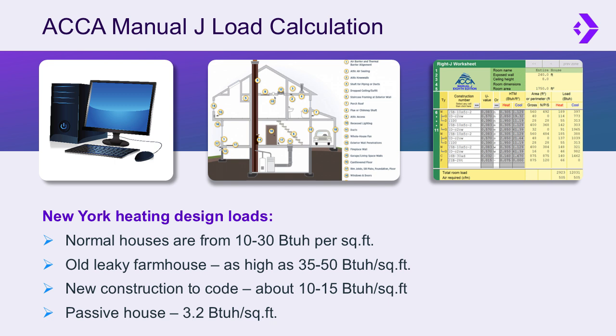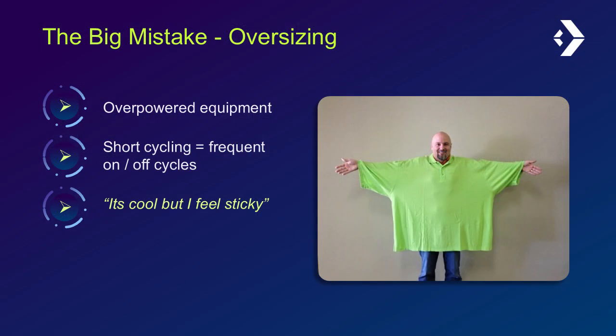For example, in New York, normal houses typically require 10 to 30 BTUH per square foot. Older, leaky farmhouses may need as much as 35 to 50 BTUH per square foot. New construction built to code averages around 10 to 15 BTUH per square foot. And passive houses, which are built to even higher standards and are highly energy efficient, require as little as 3.2 BTUH per square foot.